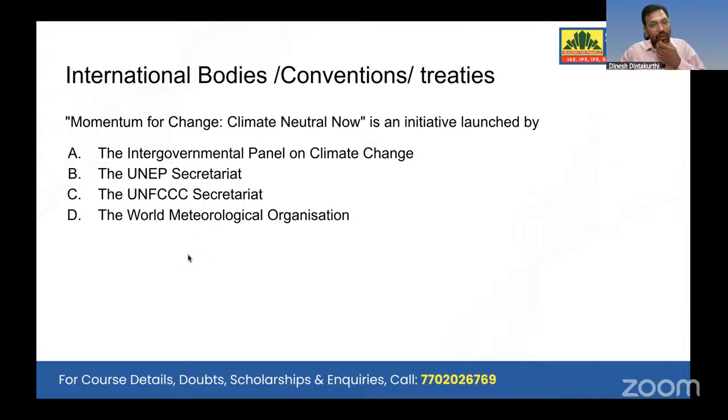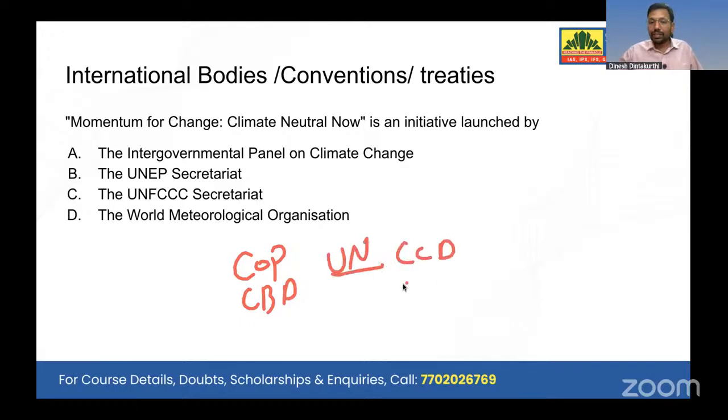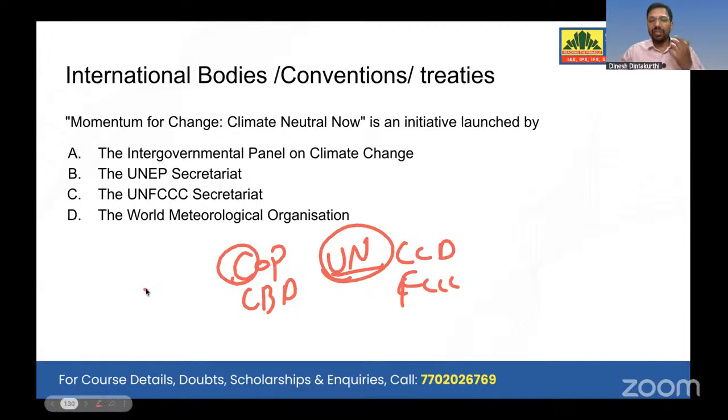And similarly, international bodies, conventions and treaties. This is where UPSC is very interesting. Every year, whatever conference of parties happens in the year before, or whatever convention on biological diversity happens in the year before, or maybe whatever UN conventions, UNCCD conventions, UNFCCC climate change conventions. So regarding the UN, regarding conference of parties, these are UPSC's favorite topics, like we have fundamental rights in polity. This is like fundamental rights in environment. So obviously, UNFCCC Secretariat. So this is a question. These are some questions we should never forget.